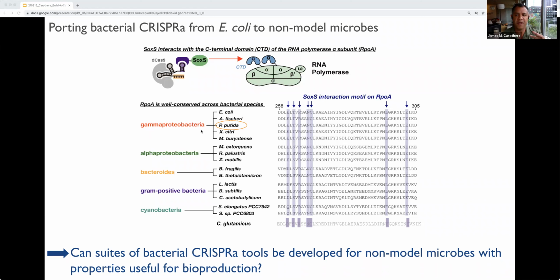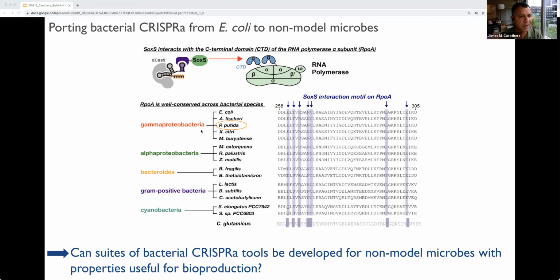I'm most familiar with the US Department of Energy's Agile BioFoundry sponsored set of hosts, many of which are shown in this slide, but there are a number of others. The important thing here for the purposes of this discussion is that the rpoA RNA polymerase gene is well conserved across many different bacterial species, including within the regions that interact with SoxS, the transcriptional activator that's been at the heart of a lot of our work. That's what's indicated in purple here. What we take from this is that it suggested to us that it should be possible to port bacterial CRISPR activation from E. coli into diverse bacterial species.